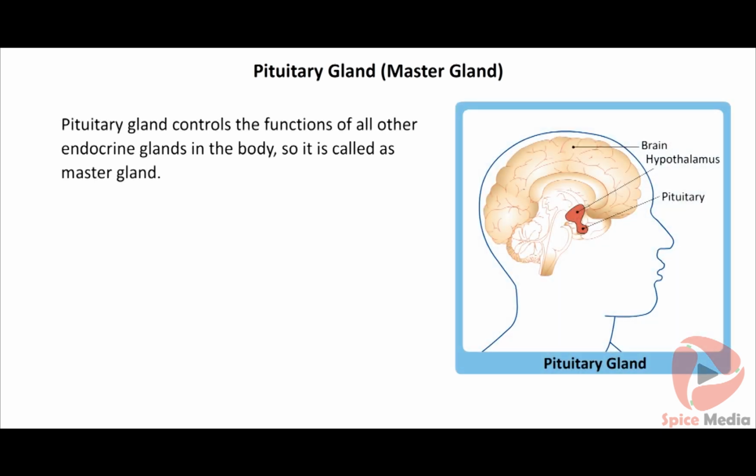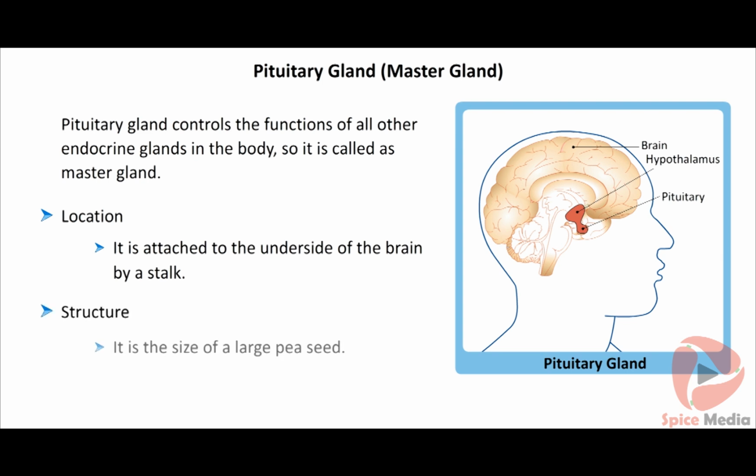The pituitary gland controls the functions of all other endocrine glands in the body, so it is called as the master gland. This gland is present attached to the underside of the brain by a stalk. It serves as a link between the nervous system and the endocrine system. The size of the pituitary is very small. It is like that of a large pea seed.